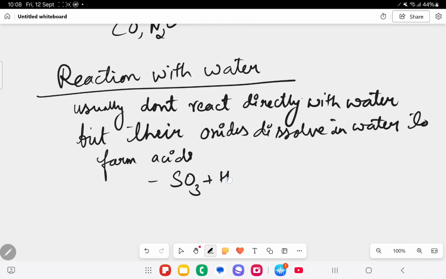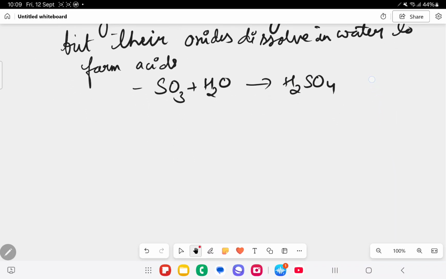SO3 plus H2O will form acid, H2SO4. CO2 plus H2O gives H2CO3.